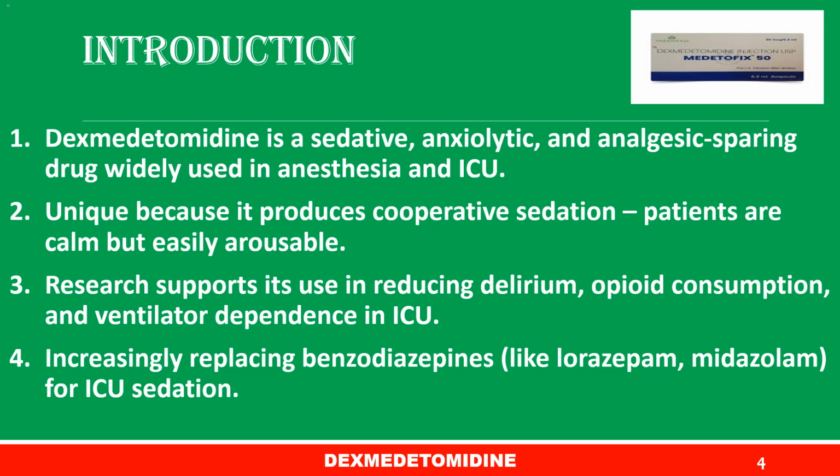Introduction to dexmedetomidine. 1. Dexmedetomidine is a sedative, anxiolytic, and analgesic-sparing drug widely used in anesthesia and ICU, meaning it is used to calm patients, reduce anxiety, and help manage pain in these settings. 2. Unique because it produces cooperative sedation. Patients are calm but easily arousable. This means patients can be woken up easily and follow commands while on dexmedetomidine.